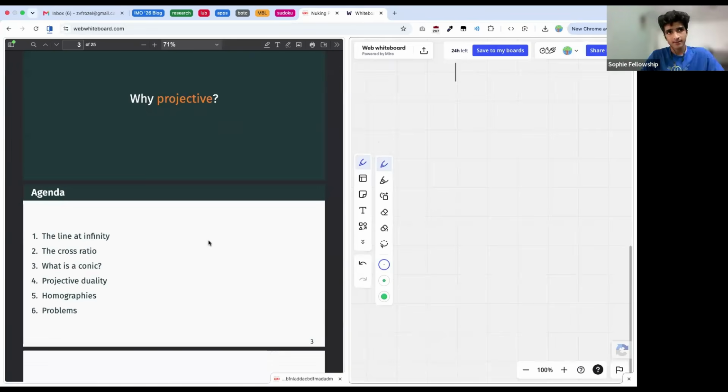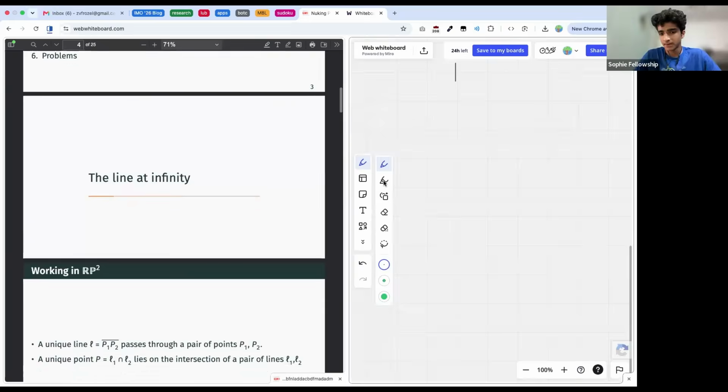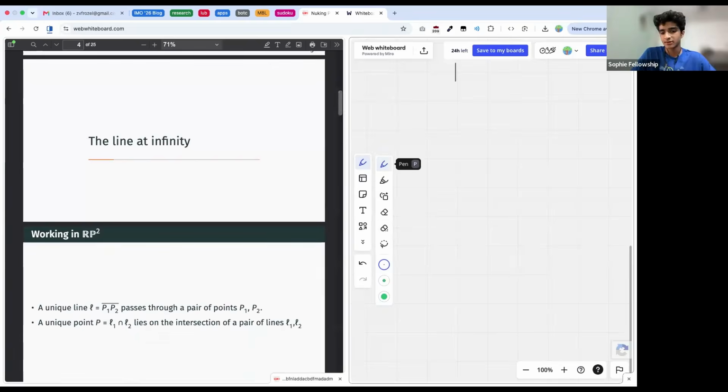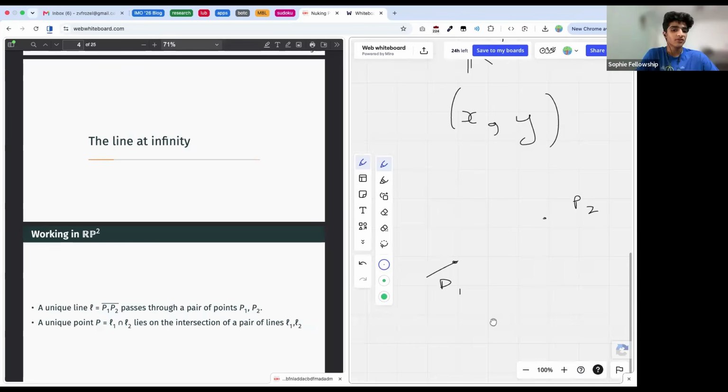We're gonna start by introducing the line at infinity. So your regular Euclidean plane is called R2. And R2 is just the set of points given by (x, y) in Cartesian coordinates, as you all know. And for any two points in R2, so if you have P1 and P2, there exists a unique line passing through P1 and P2. That's the line joining them.